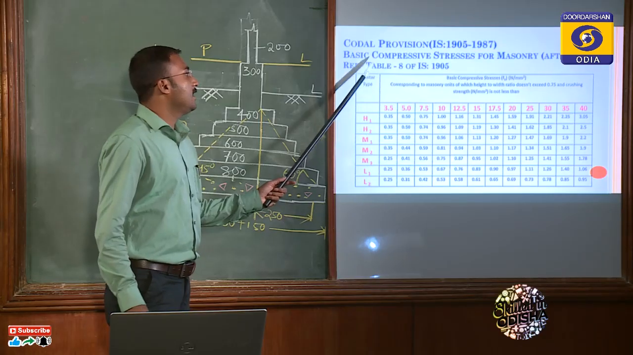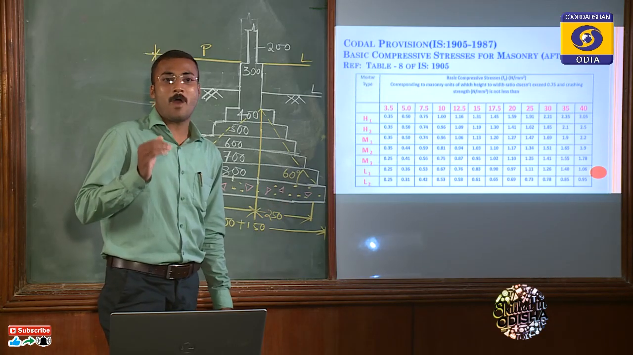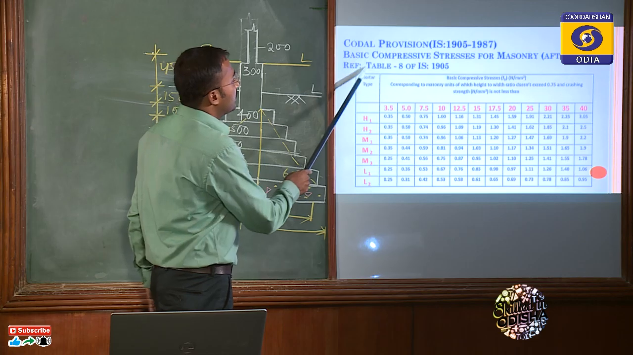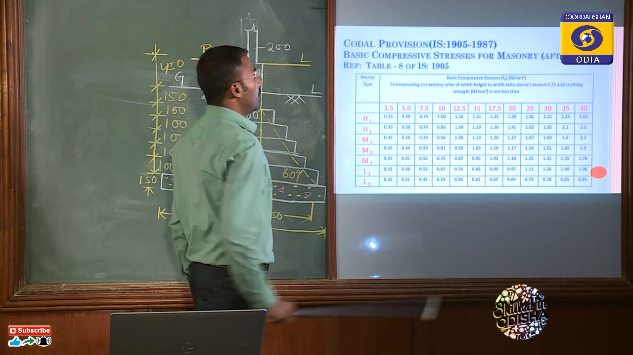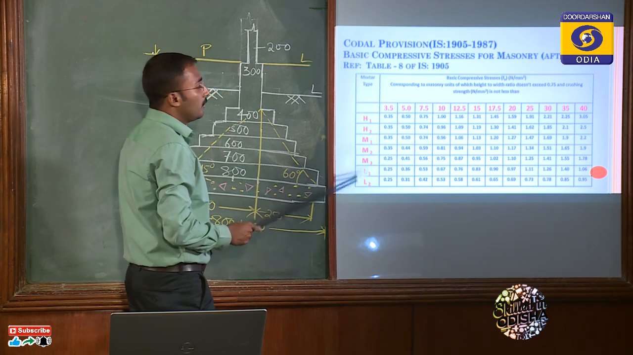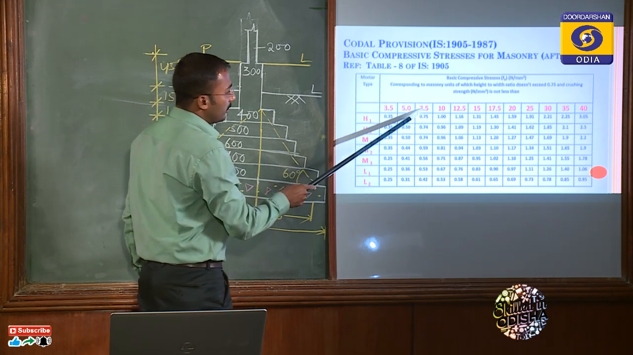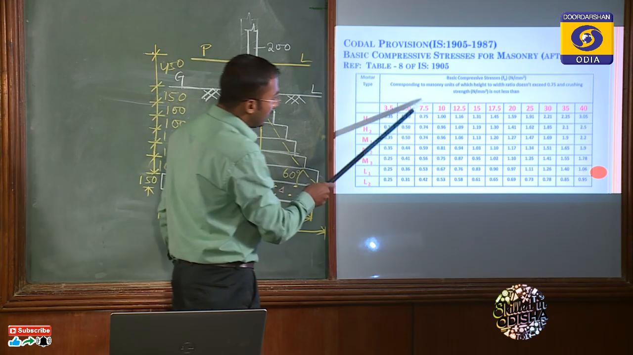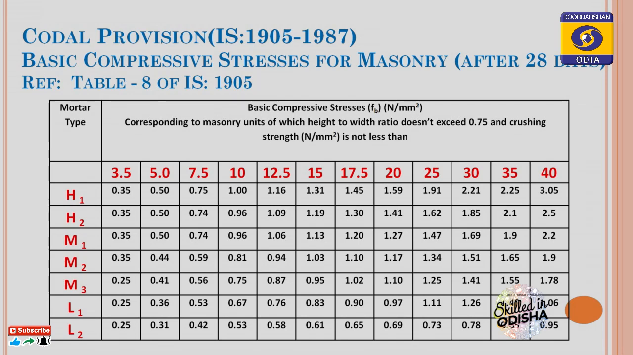So see here, this is Table 8 of your IS 1905-1987. This table gives the values of basic compressive stresses for masonry. The basic compressive stress fb is calculated from the masonry class and the mortar type. So for a particular grade of masonry and a particular grade of mortar, there are various compressive stresses.